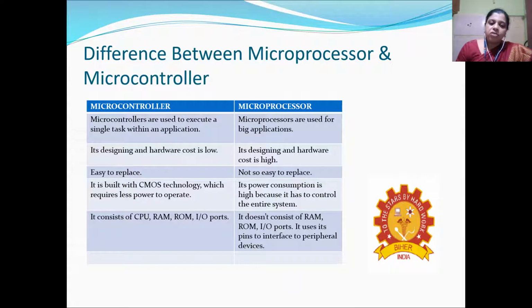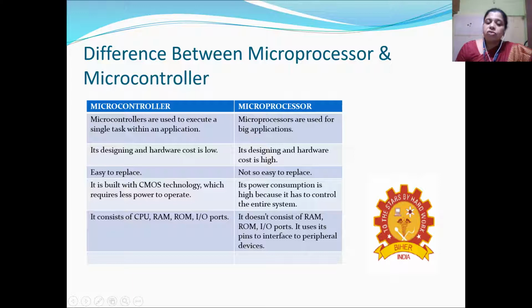So microcontrollers are used to execute a single task within an application, whereas microprocessors are used for big applications. Microcontroller designing and hardware cost is low, whereas for a microprocessor its designing and hardware cost is high. It is easy to replace a microcontroller, not so easy to replace a microprocessor.